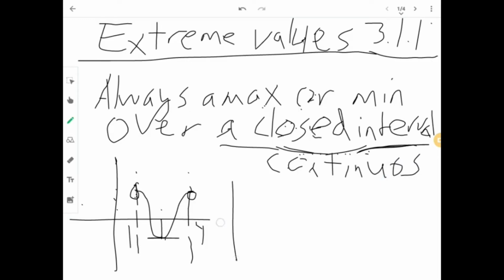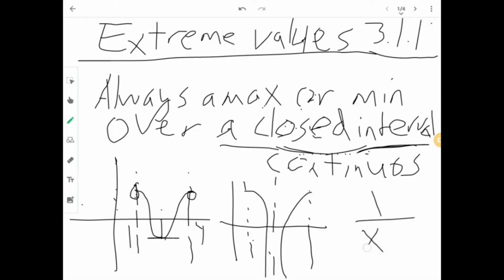So let's say you have this, and then you have the interval. What if it extends to infinity? So like here, and then it approaches here. And this is the tangent, like 1 over x minus 4, where this tangent is 4. It's not the exact graph, but that's the idea.